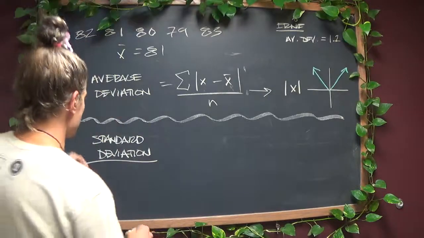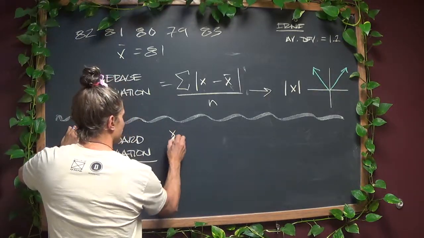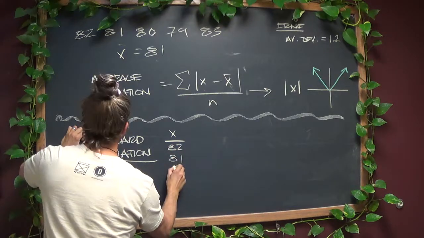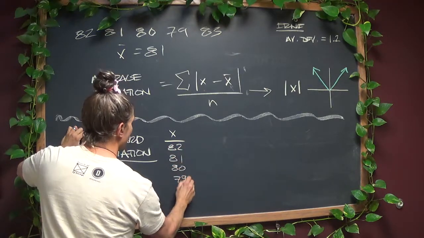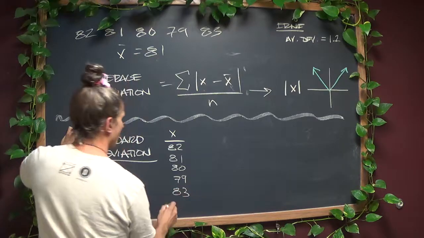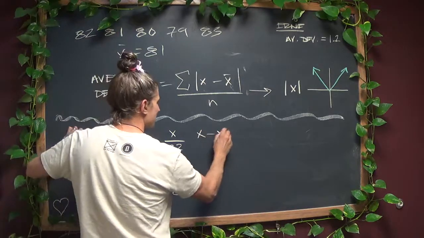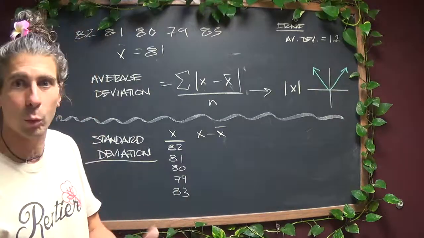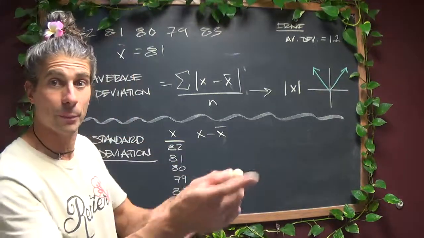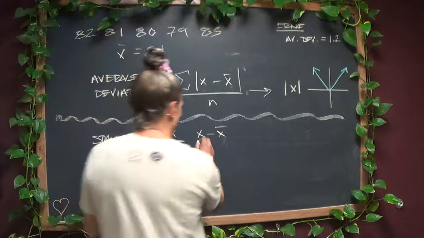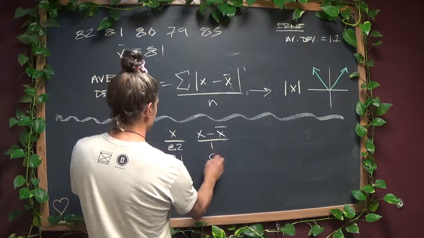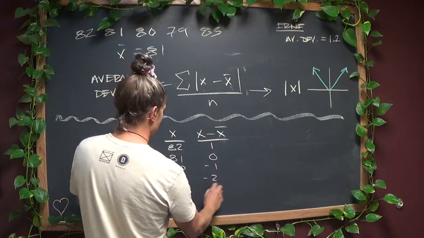Here's how standard deviation deals with it. We start with the data: 82, 81, 80, 79, and 83. We do exactly the same starting move we did for average deviation, because that's at the base of what we're doing. You're taking the distances from the data points to the average. That's the whole idea. So this is going to be 1, 0, -1, -2, and +2.